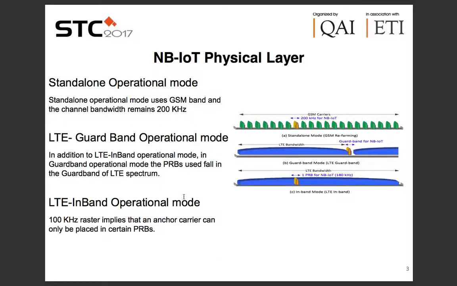So, to start with, there are three operational modes supported in NB-IoT. The first one is the standalone operational mode, which uses a 200 kHz channel from the GSM band, downlink and uplink separate. The second one is the LTE guard band operational mode, which uses a single PRB from the LTE guard band, meaning that it uses 12 subcarriers, 15 kHz each. The third is the LTE in-band operational mode, which also uses one PRB but from the LTE bandwidth and also uses the same 12 subcarriers of 15 kHz each.